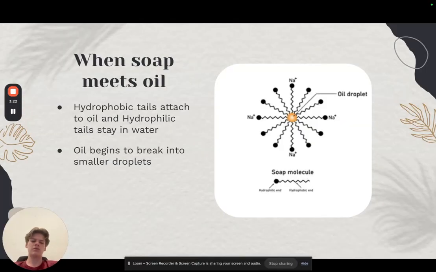So, what actually happens when soap is added to a mixture of oil and water? The molecules move to the boundary between these two substances, and the hydrophobic tails will insert into the oil, while the hydrophilic tails will stay in the water. This weakens the separation between the water and the oil, so the oil starts breaking into smaller droplets.